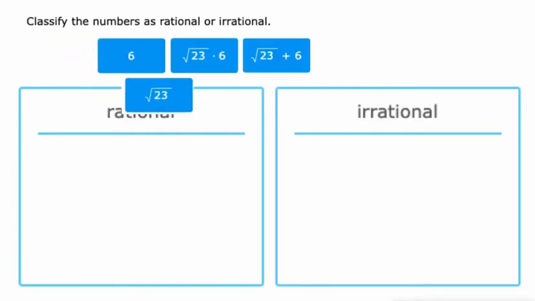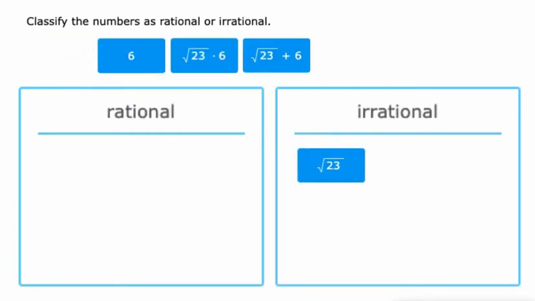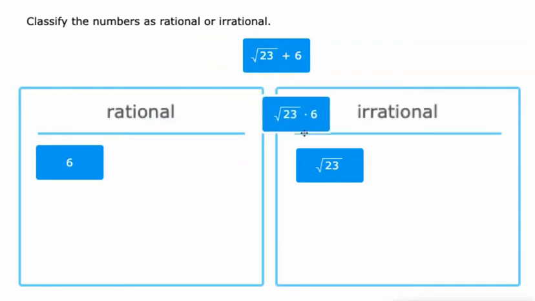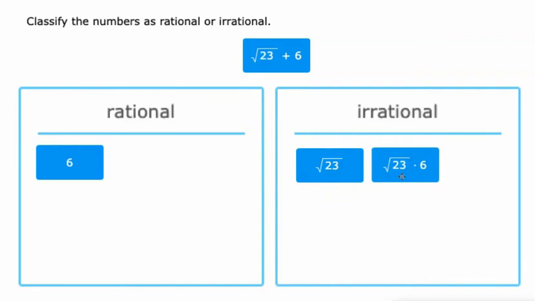Square root of 23 is irrational. If it was the square root of 25 or the square root of 16, that would make it rational, because I know this is between 4 and 5 someplace, but the square root of 23 is irrational. It's a non-terminating, non-repeating decimal. 6, we've already said before, is rational. When you multiply them by each other, a rational times an irrational, you will get an irrational.